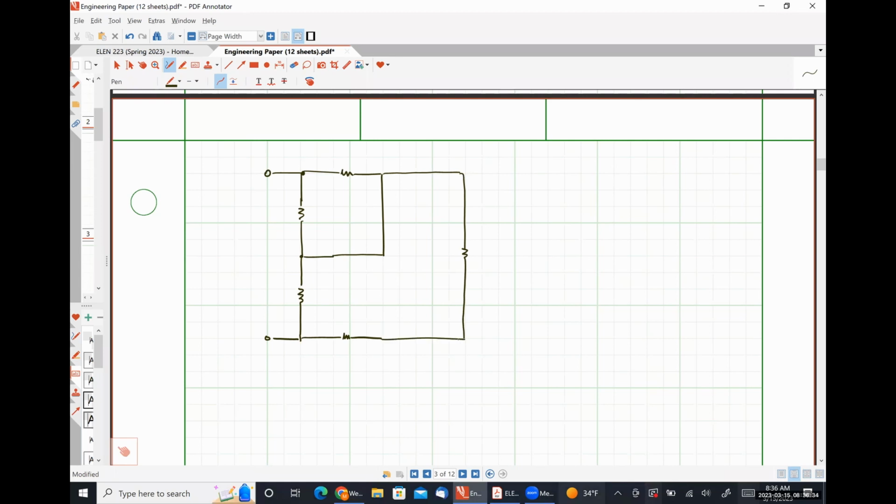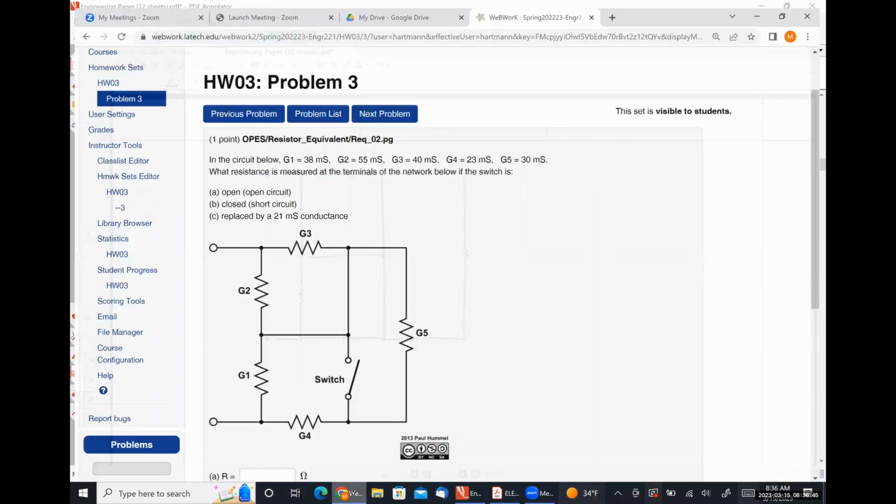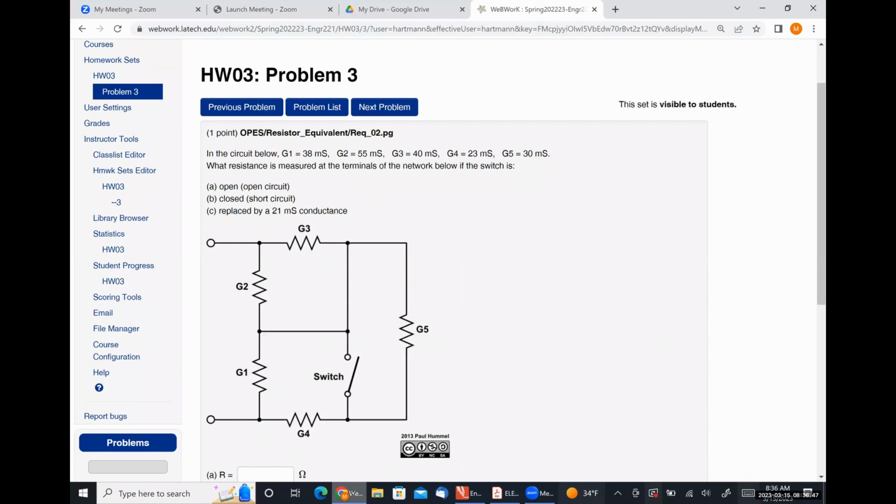Like so, and then in part B in particular, we are told that our switch is closed, which is going to introduce a short circuit here. Now, these are all given as conductances. And as I said, I believe on our second day of class, conductances are dumb and we're not going to use them. So we're just going to convert all of these conductances into resistances, right? So for G1 of 38 millisiemens, that's just going to be 1/38 × 10⁻³ comes out to be a 500/19 ohm resistor.